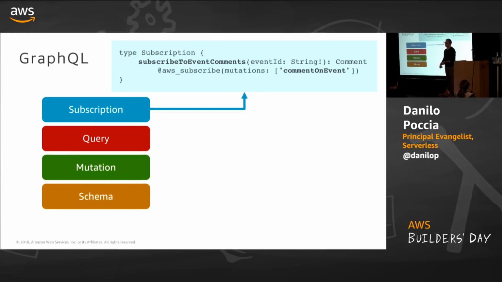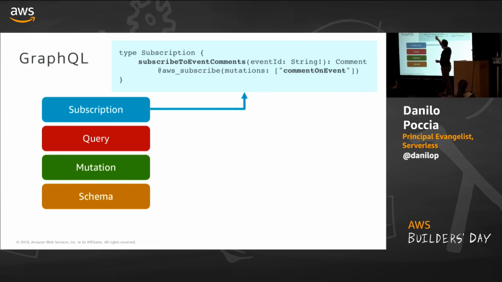And more recently, GraphQL added the capacity to create subscriptions. And subscriptions are real-time notifications that you receive in a push way on your device, on your mobile phone or on your web application. And the way we are implementing subscription in AWS is to link subscription to a mutation.